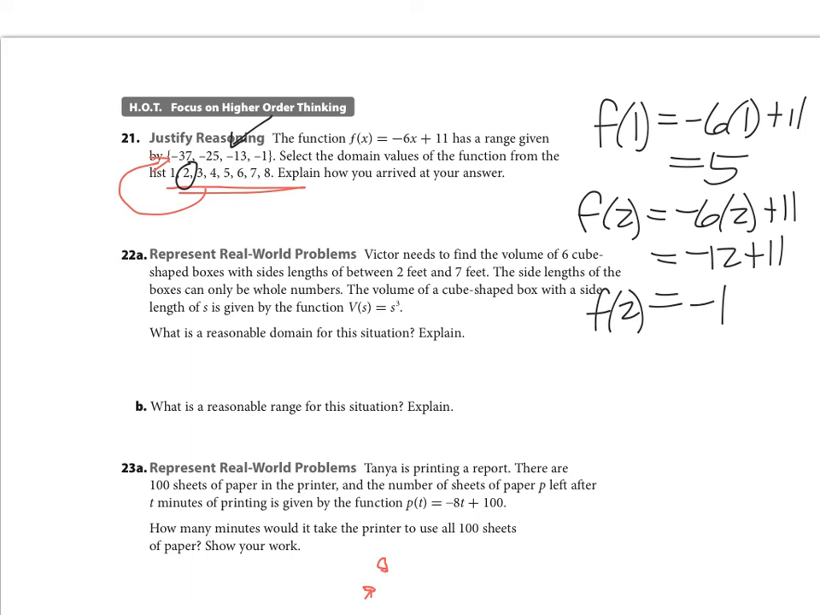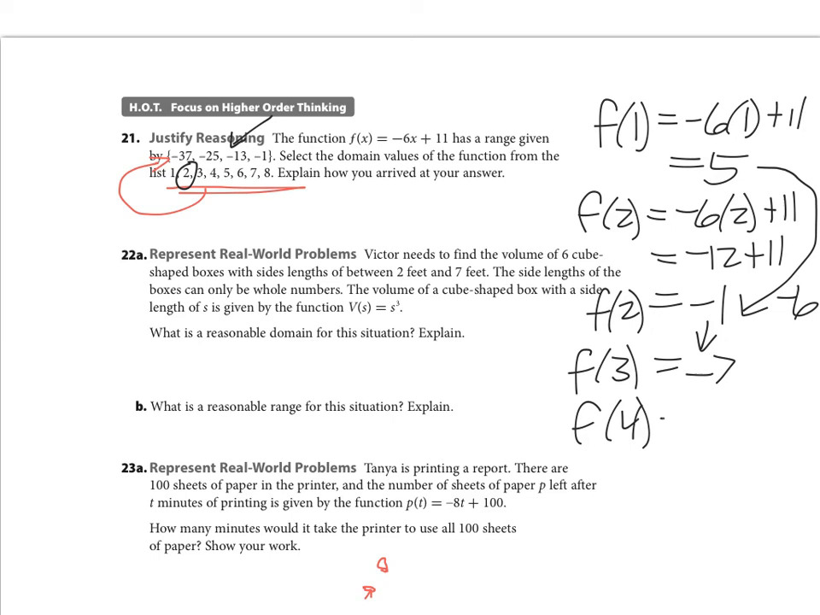One thing you can notice here is how did I get from here to here? I went down 6. Now why? Because that is my slope. It's going down 6 every time. So I don't have to work out every equation. I know f of 3. If I plug 3 in, this has to go down 6 more, which takes me to negative 7. If I do 4, this goes down 6 more from negative 7, and I get negative 13, which is on my list up here.